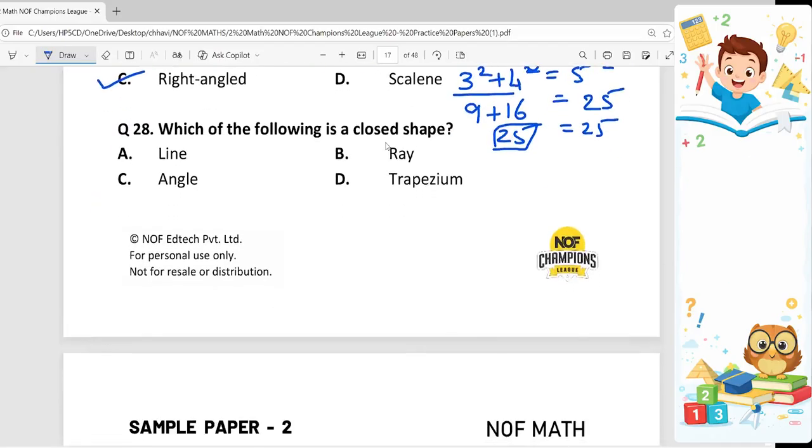28th one. Which of the following is a closed shape? Closed shape. Option D is the correct one because it is a trapezium. A trapezium is a closed shape, whereas line, angle, and ray are not closed shapes.